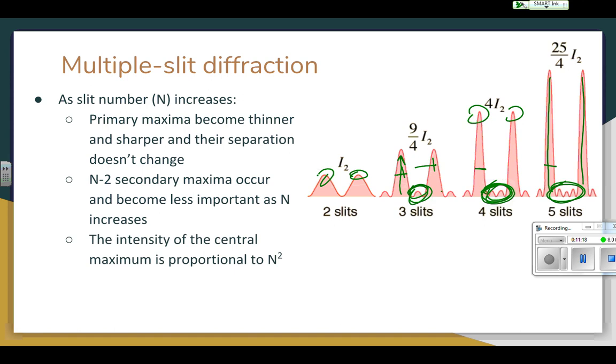And the intensity of the central maximum is proportional to n squared, proportional to the number squared. So let's say we start off with an intensity here. Well, 3 slits, we get 9 times that. 4 slits, we're going to get 16 times that, which 16/4 is just 4. And 5 slits, we're going to get 25 times that because it's proportional to the number of slits squared.